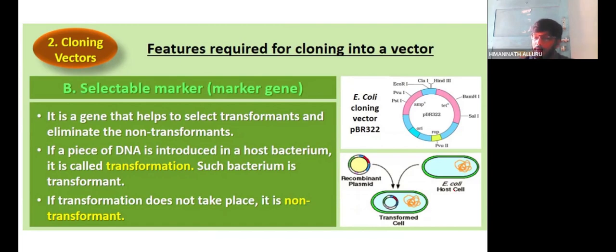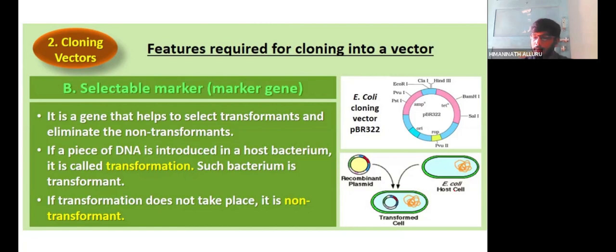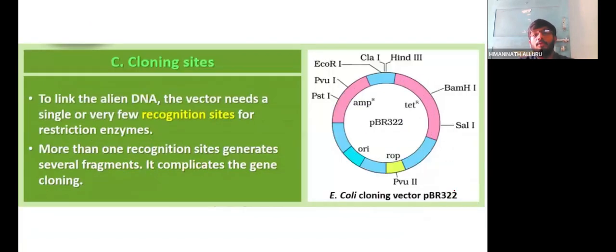It will be able to grow very well in the medium. Why? Because the vector has both resistance genes, the ampicillin resistant gene and also the tetracycline resistant gene. But it doesn't have a choice DNA. So when we inoculate this host on any medium containing ampicillin and tetracycline antibiotic, it will be able to grow very, very well in that plate. Why? Because it has the gene for antibiotic resistance.